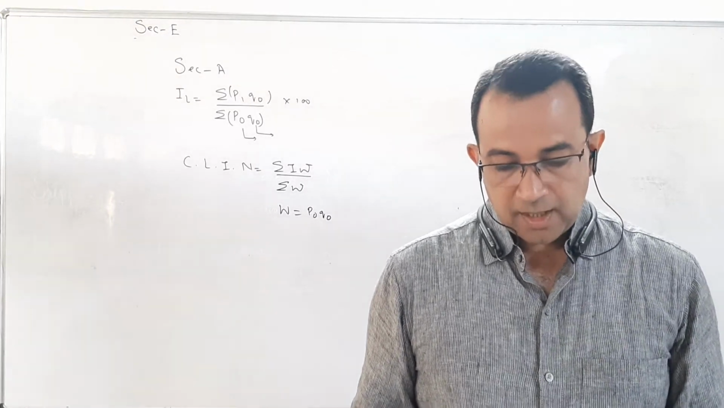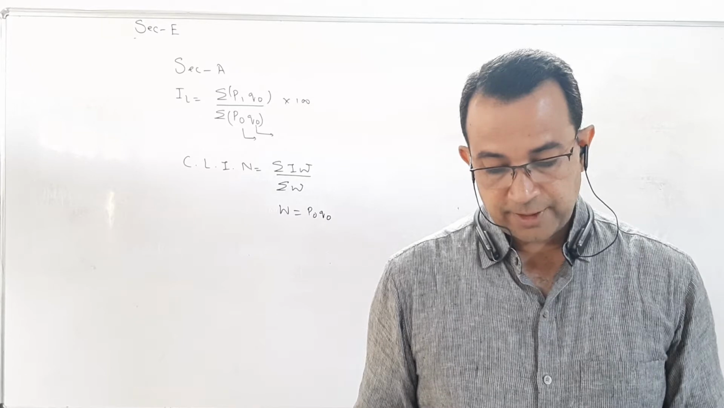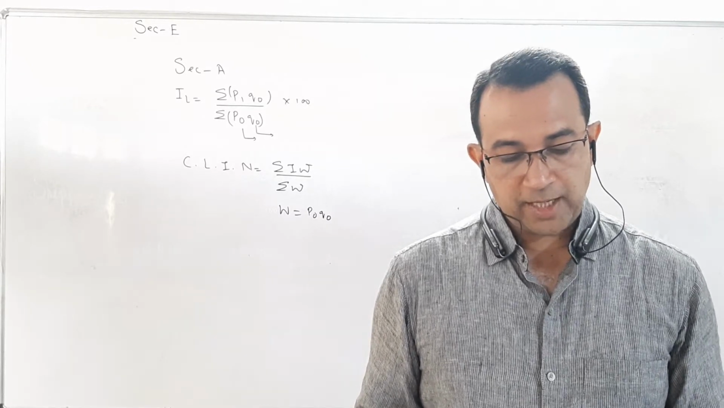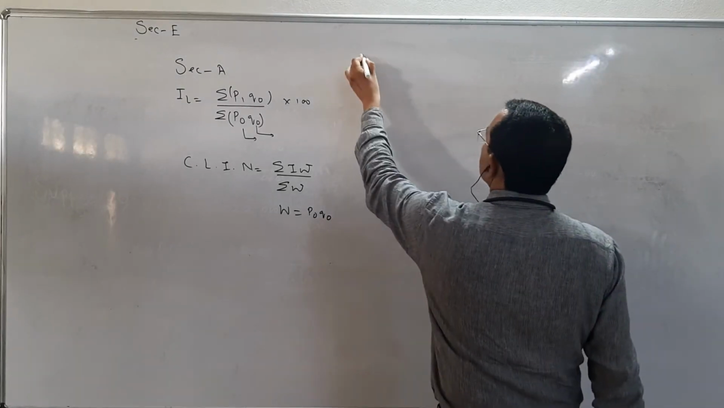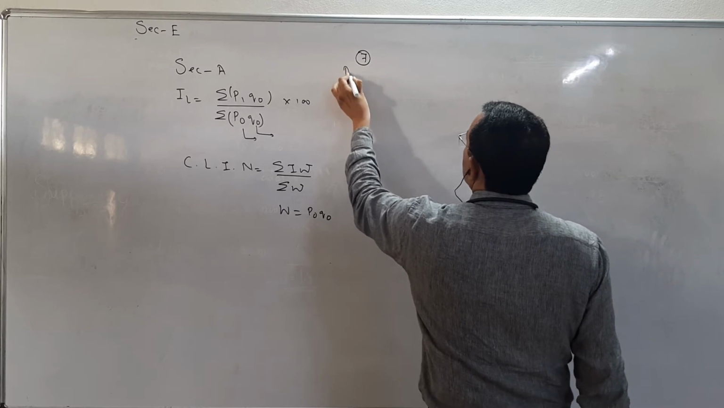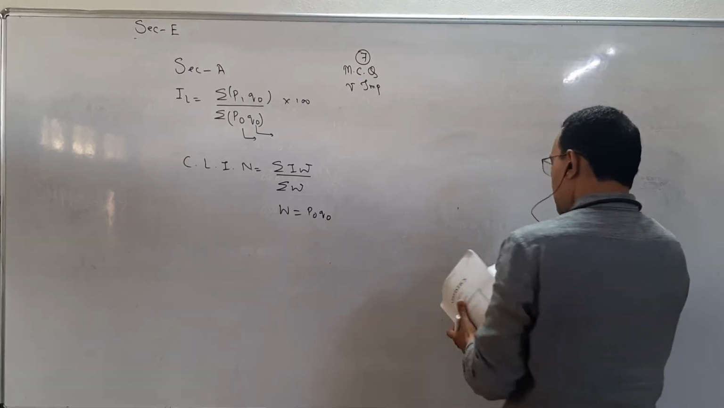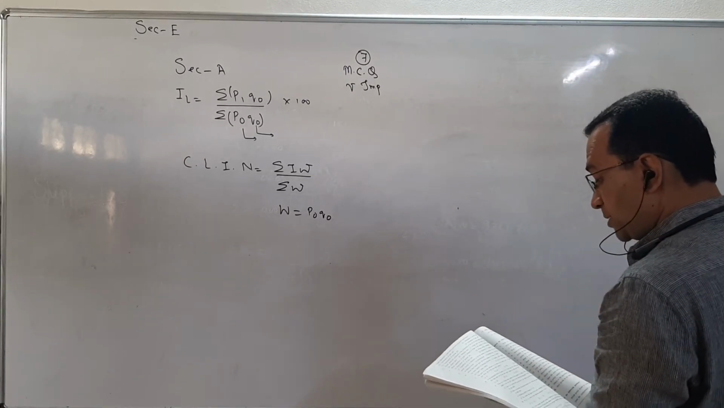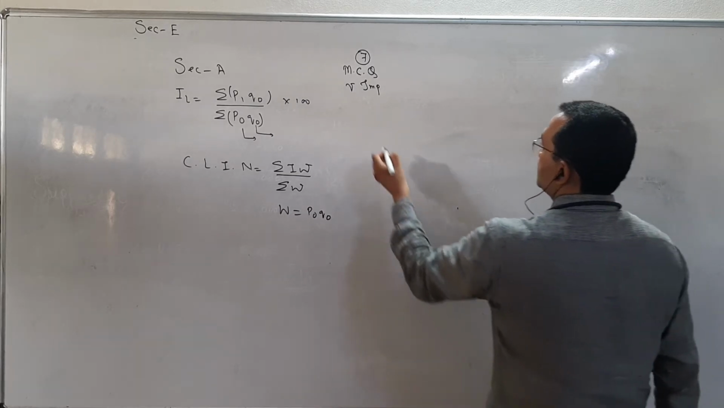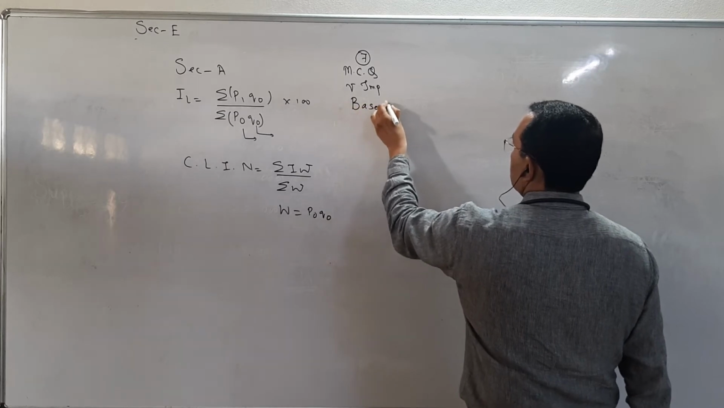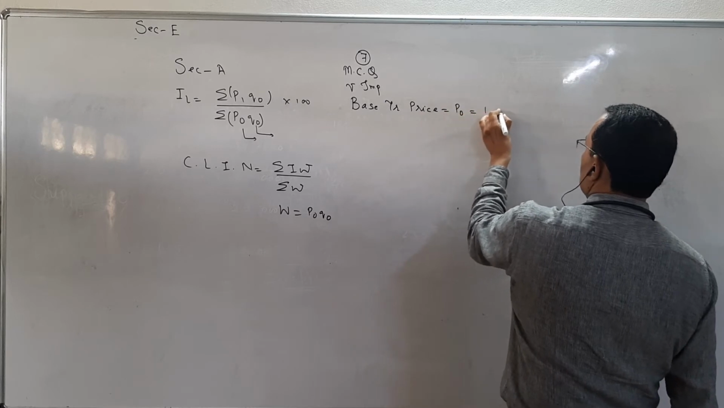The price of an item increased by 4.5 times in the current year as compared to the base year. What will be the price index number? Students, this MCQ has been asked 5 times in board examination. So MCQ 7 is very important. What they have told: price of an item increased by 4.5 times in the current year as compared to the base year. Suppose base year's price P0 is equal to 1 rupee.